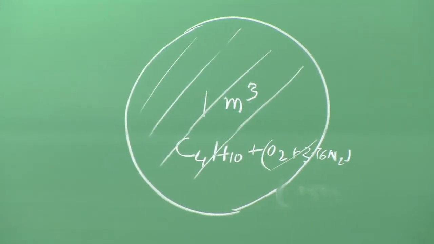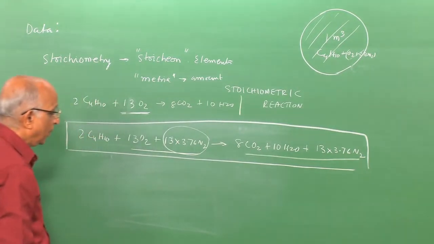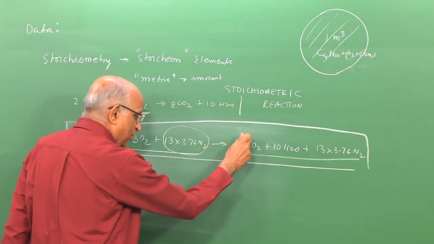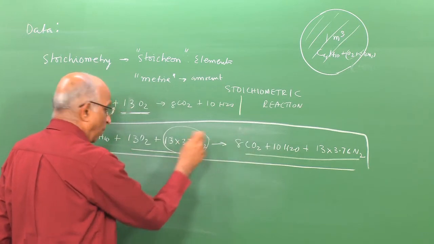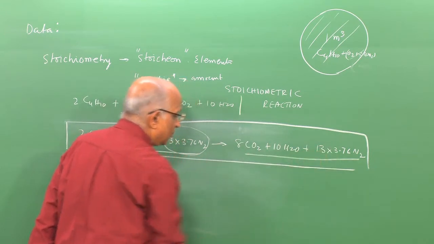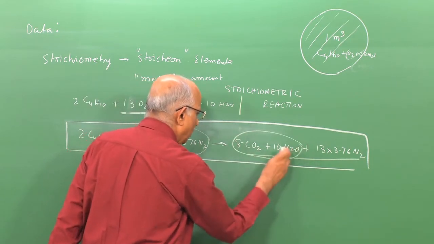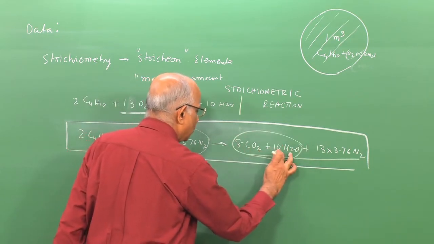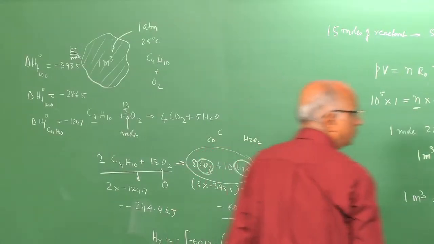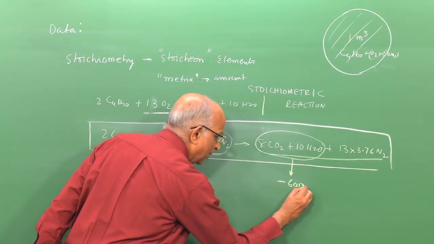To be able to do the problem, again I do the same process. I want to find out the heat of formation of the products. Originally, when I did the problem with oxygen, I had 8 carbon dioxide, 10 water, and now I introduce this. Therefore, these two terms remain the same as earlier, and the value I got for 8 CO2 plus 10 H2O, the heat of formation, was equal to minus 6013. Let us write it out over here, minus 6013.